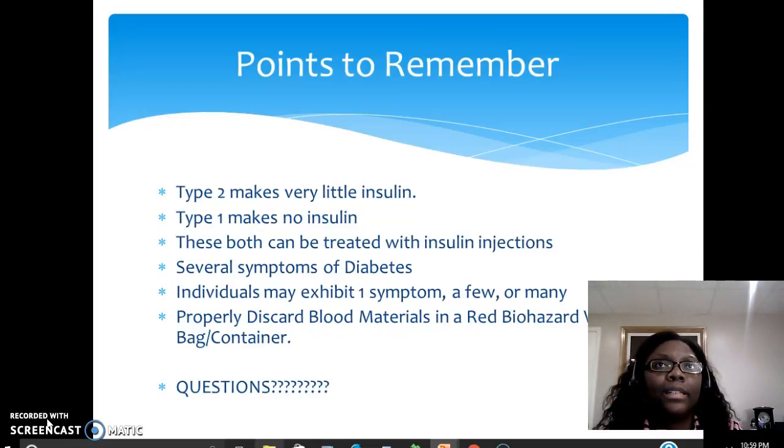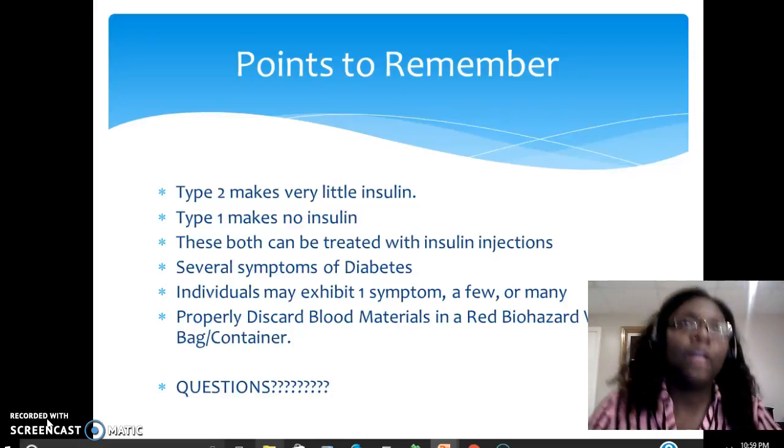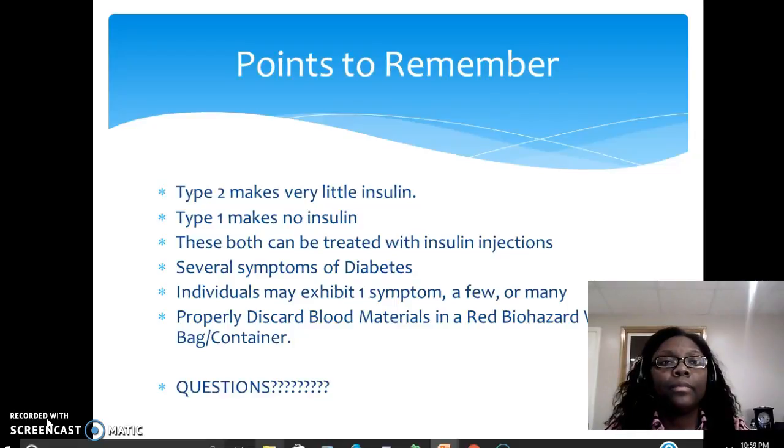So there are a few points that I want to drive home that you all should remember. First point is type 2 diabetes makes very little insulin. If it makes very little insulin, that means some sugar can still be distributed to certain tissues, but that is still an abnormality. Additionally, type 1 diabetes makes no insulin. So we will have to treat that. Both of these types of diabetes can be treated with insulin injections.